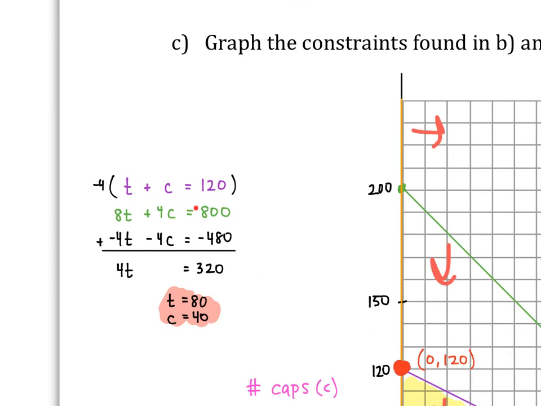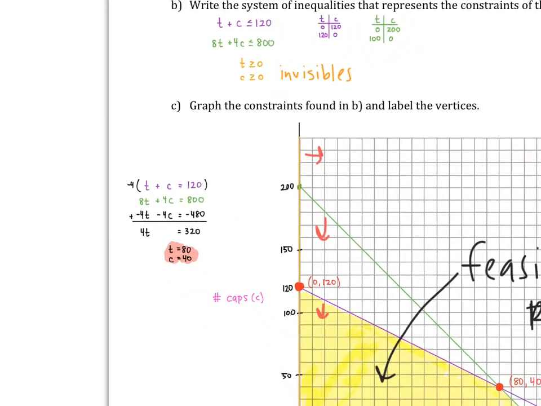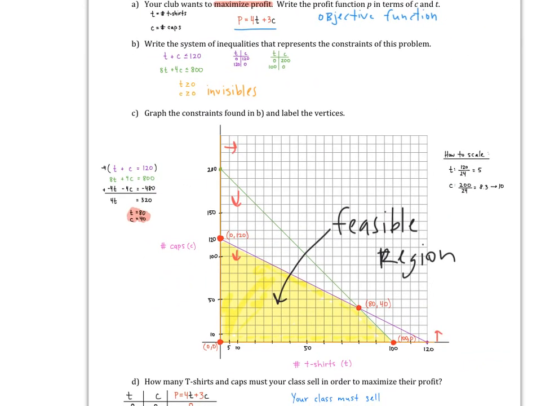Now I make them equations because I want to know where those lines intersect. So we solve this system of equations. I multiplied the purple by -4 and I eliminated my c's. So I got 4t equals 320, which gave me t to be 80, and when I plugged that back into my top equation, I got c to be 40. So now I know that that intersection is for sure (80, 40), and we go ahead and label it.